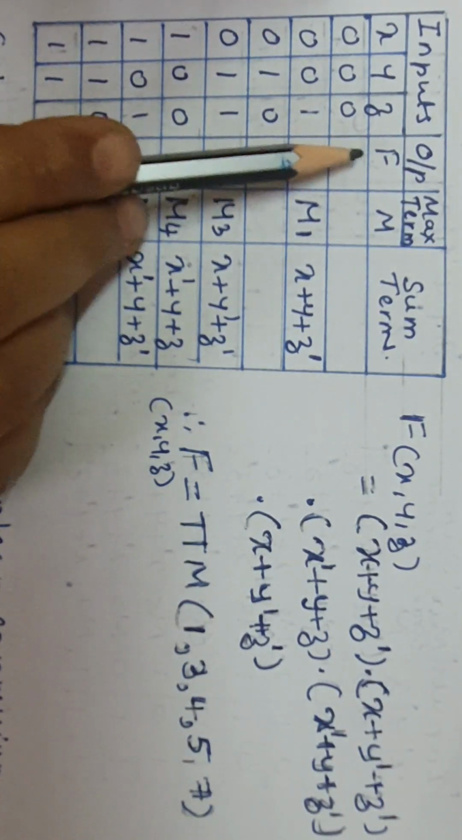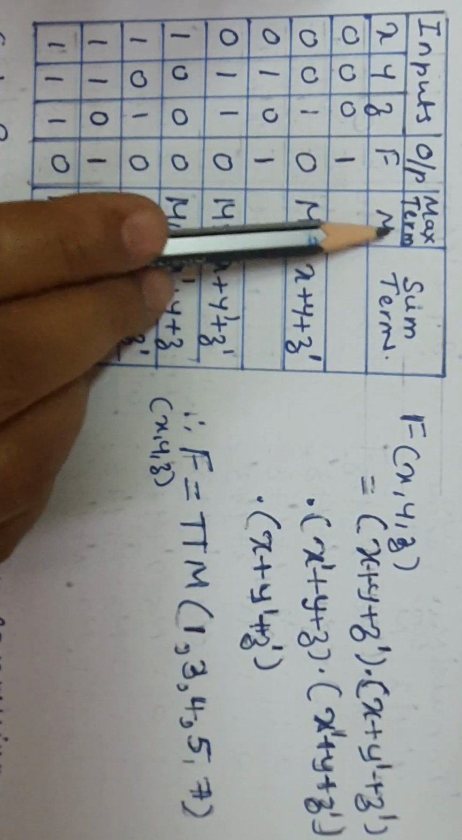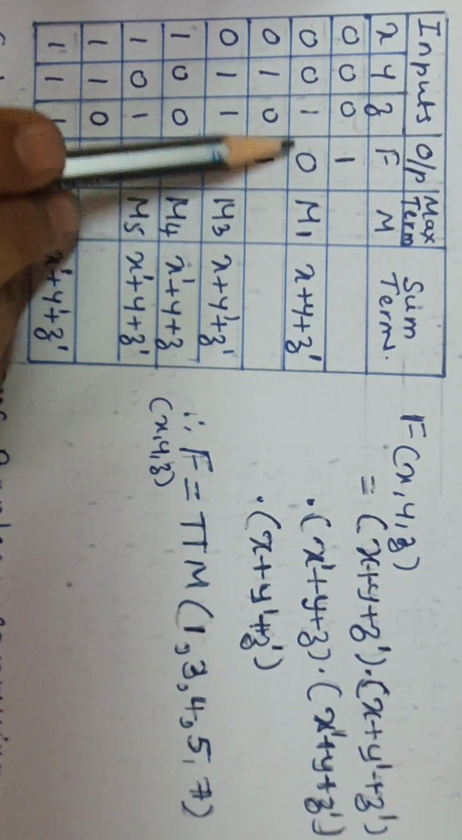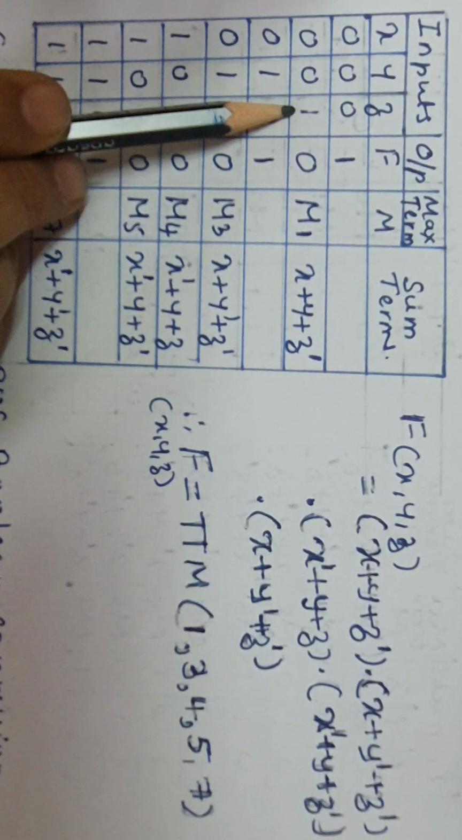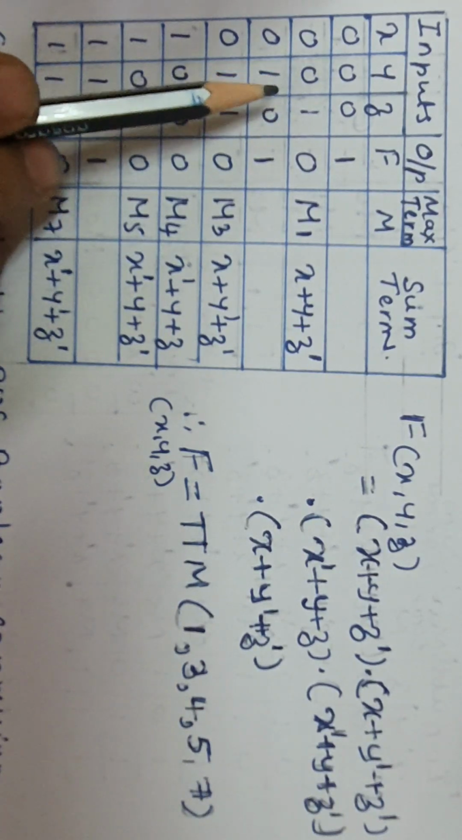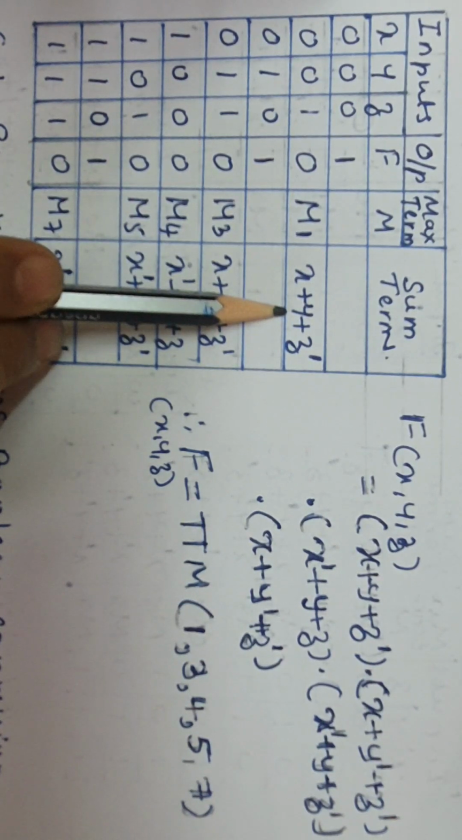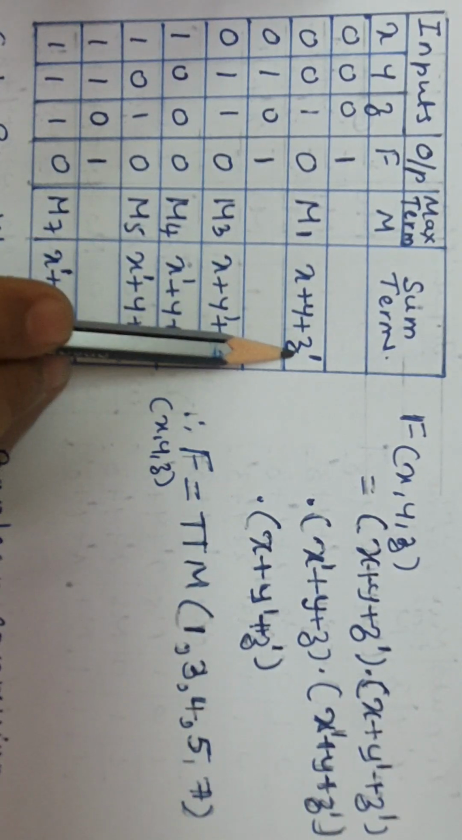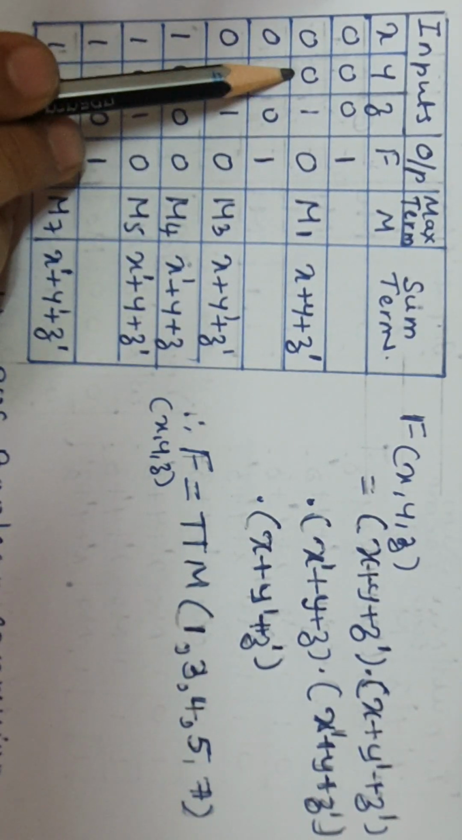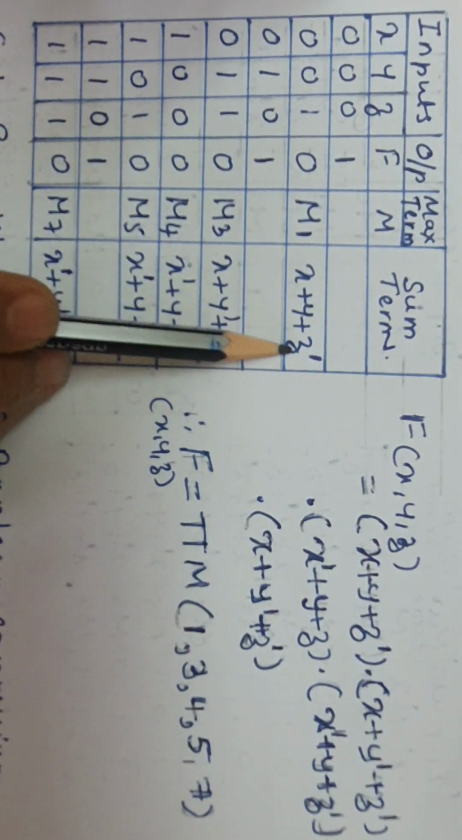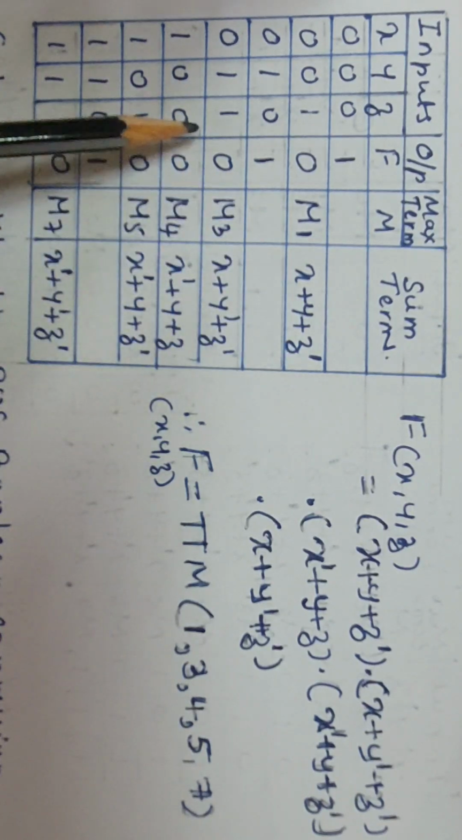Now to express this function in terms of max terms, M, we have to consider only where it is 0. So f is 0 for input condition 0, 0, 1. This 0, 0, 1 means decimal 1. So capital letter M subscript 1 means max term 1. For max term 1, the sum term is x plus y plus z dash, because x is 0, y is 0, z is 1. X is 0, y is 0, z is 1. 1 means dash we have to take.